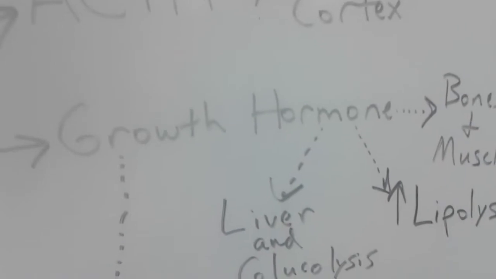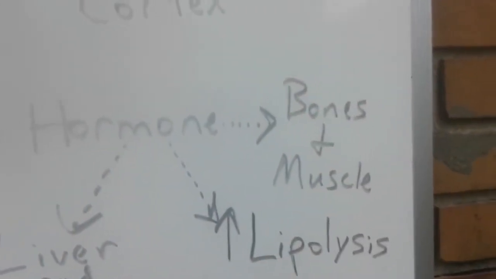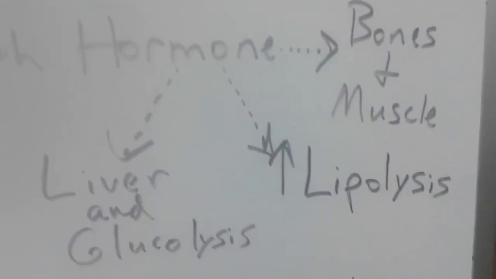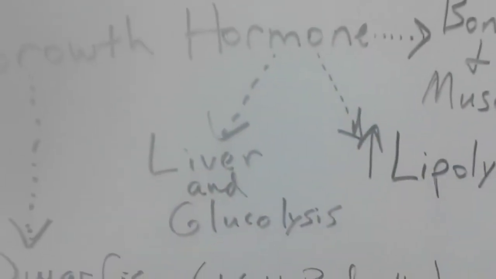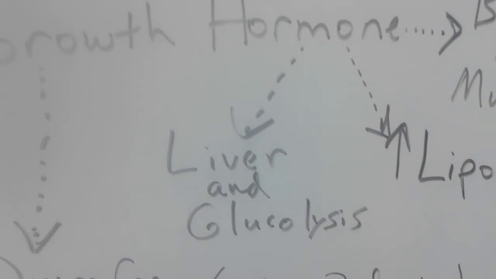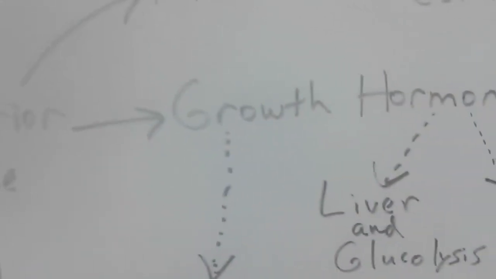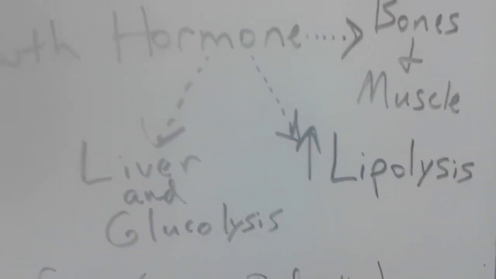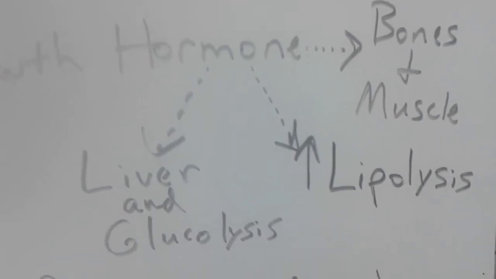Growth hormone has a lot of things that it targets. It targets most of the cells of your body. Specifically, it targets bone cells and muscle cells. It can lead to the increase of lipolysis, and it can also lead to the stimulation of your liver and glycolysis, which is why when you release lots of growth hormone when you're a kid, you can eat everything and all that stuff you eat doesn't seem to affect you one bit.